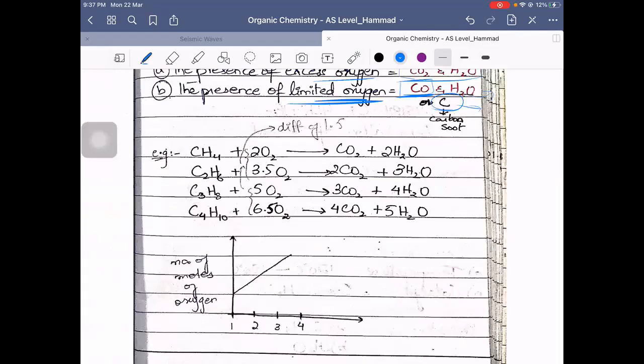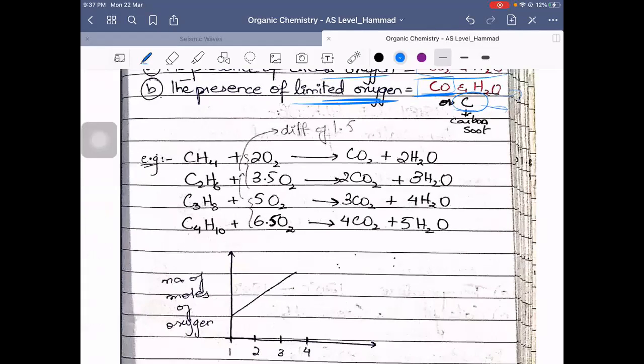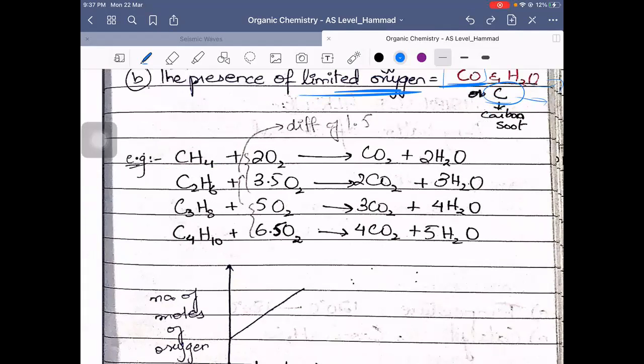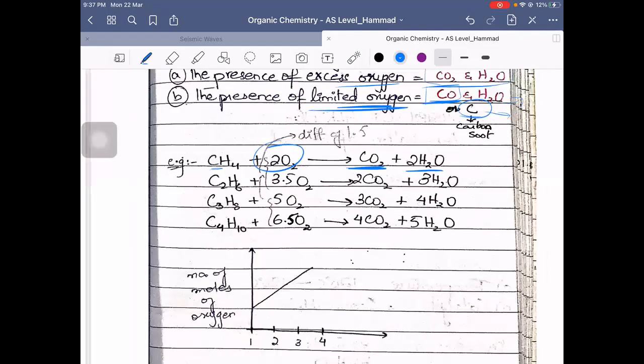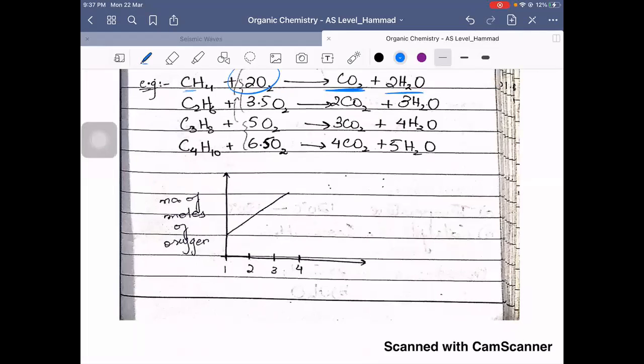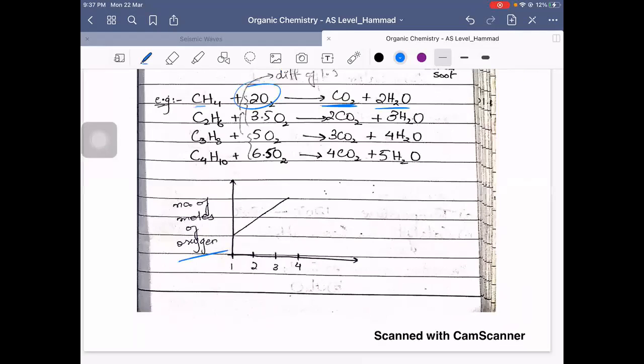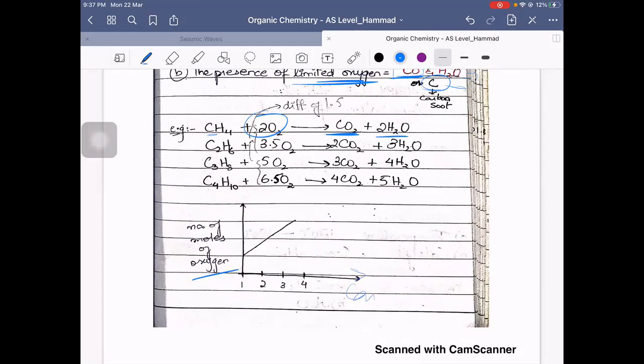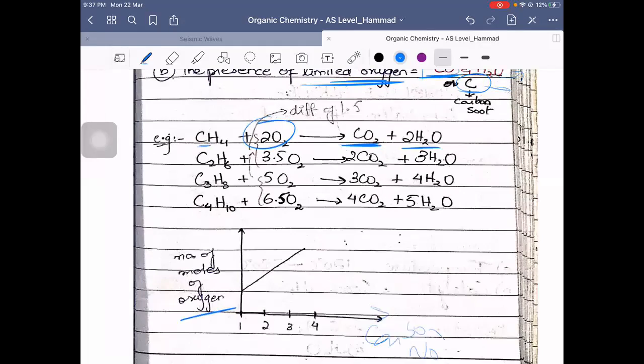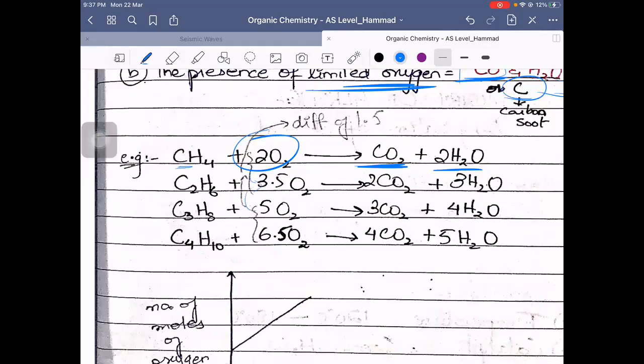Whenever you are provided with an equation, please remember that you need to first balance off carbons, followed by hydrogens, and then you finally balance off oxygen in the end. If you were to draw a graph of number of moles of oxygen used in combustion to the carbon number, this would be a straight line graph, because you see a proportionate change, a difference of 1.5 throughout.